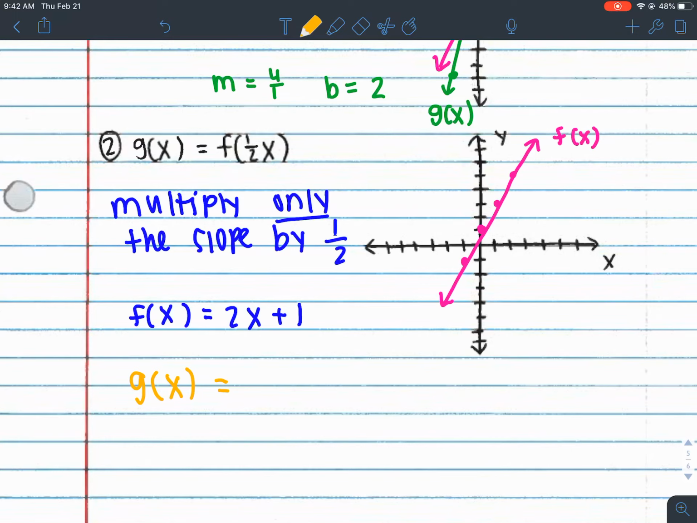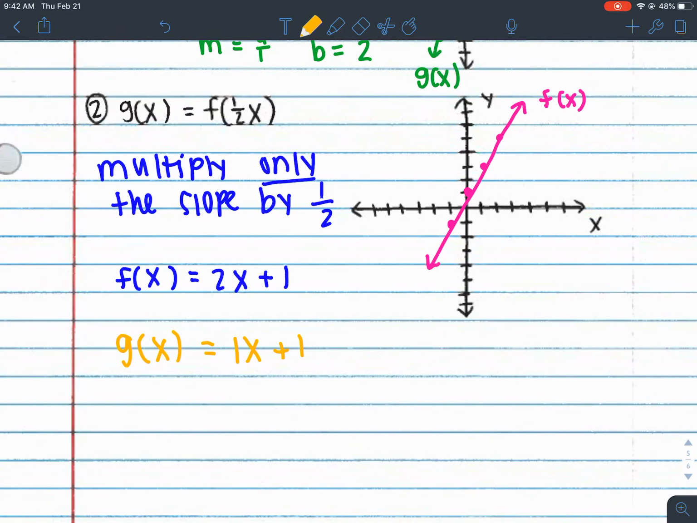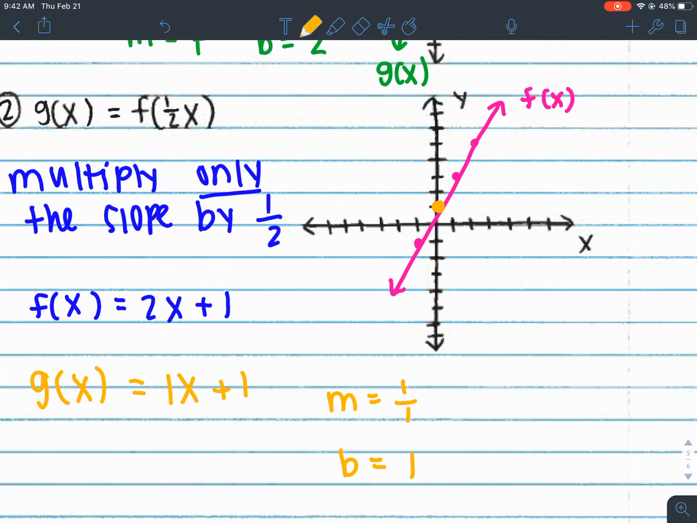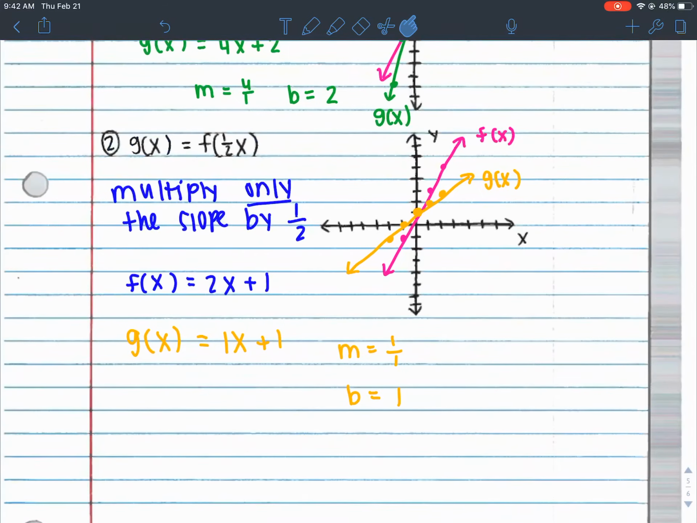So what's our slope here? 2. So what's 2 times 1/2? That's going to give me 1, so I just have 1x. And then I'm going to keep the y-intercept the same, so that doesn't change. The only thing that changed was my slope. And so my new slope is going to be 1 over 1, and my y-intercept is still going to be 1. So I'm still going to have a point there at positive 1, and then I'm going to use my slope 1 over 1 to graph the rest of my line. Okay? And then I'm also going to label that my g of x.